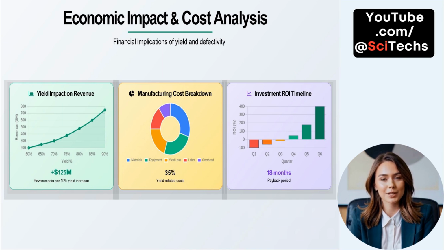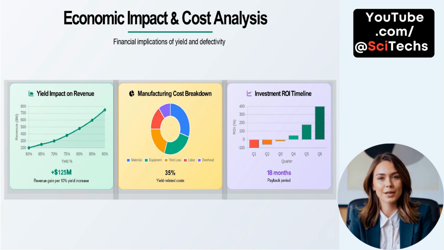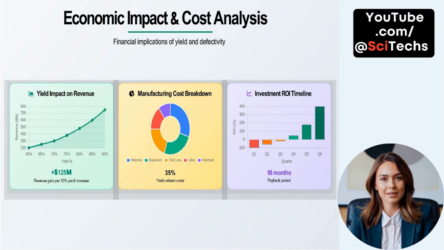Economic impact and cost analysis. Improving yield has a powerful effect on semiconductor revenue. A 10% increase in yield can drive an additional $125 million in revenue, demonstrating the steep value curve of even small yield enhancements. As yield rises from 60% to 90%, revenue growth accelerates non-linearly.